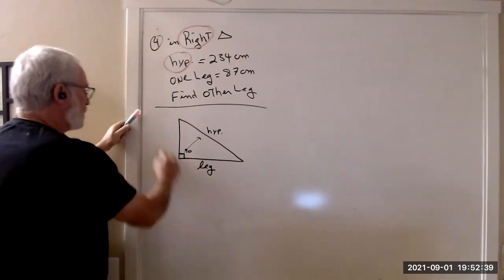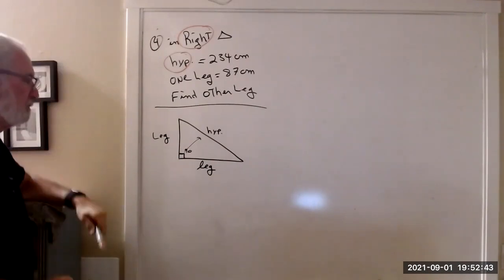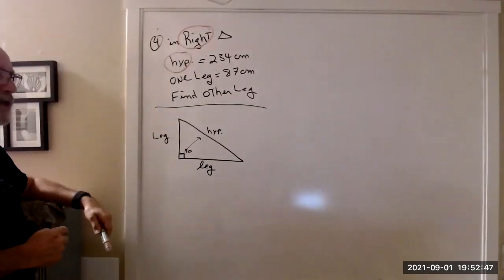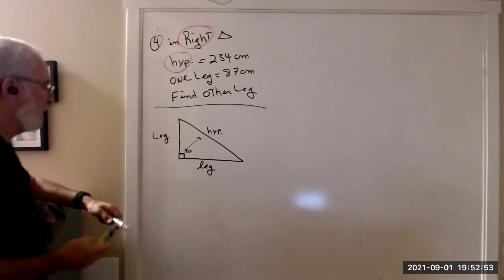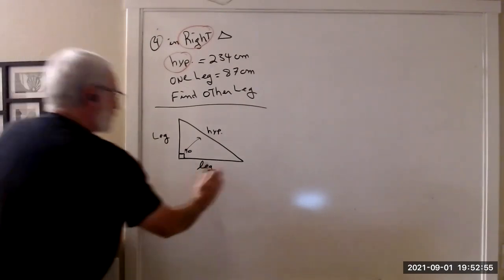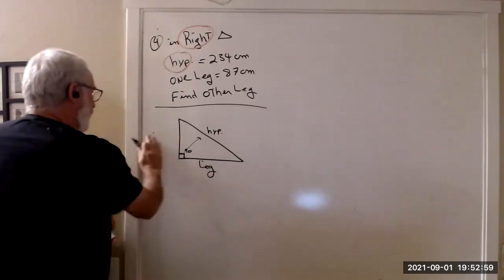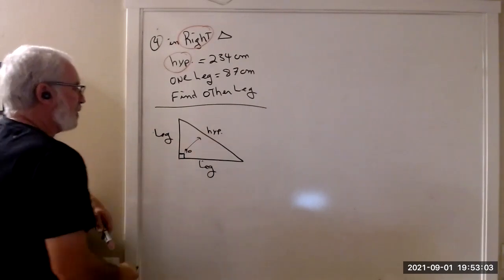Now, I talked about this last night, but I know some people were asleep, or at least that's what your email to me said. Other people, it was new to you, so I'll review it again. These are called legs, L-E-G. This is a leg. This is a leg. And that's the hypotenuse.